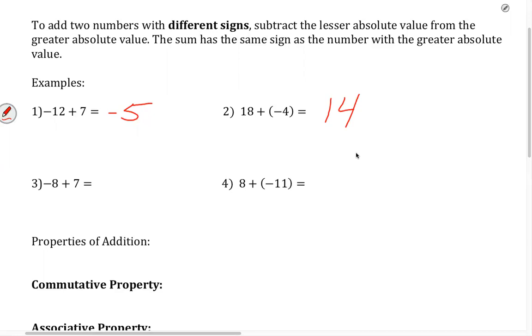Now, let's see about Andrew. Andrew, if you borrowed $8 from me for Pokemon Go cards, and then you paid me back $7, how much do you still owe me? I still owe you $1. You guys are good at this. All right, what about number 4? Matt.